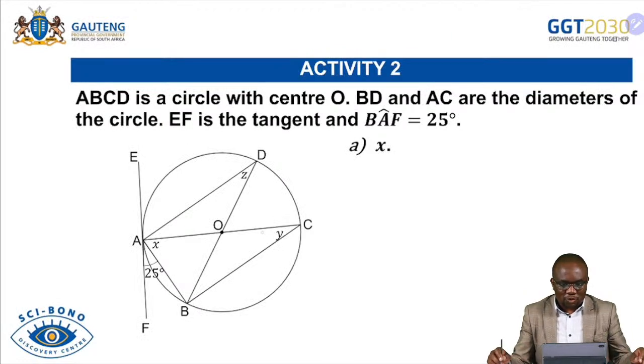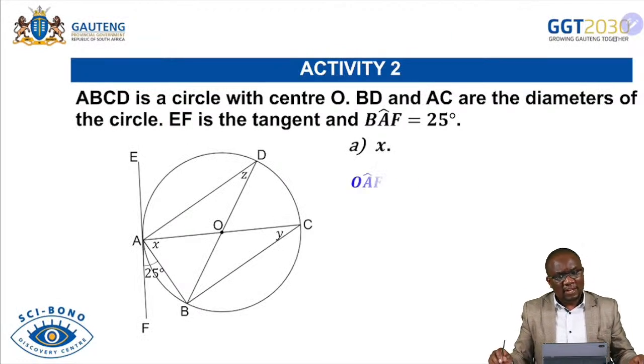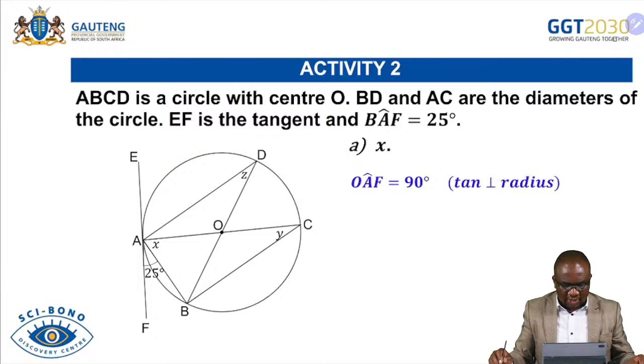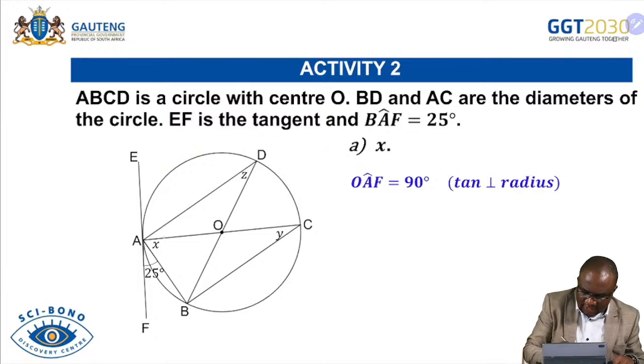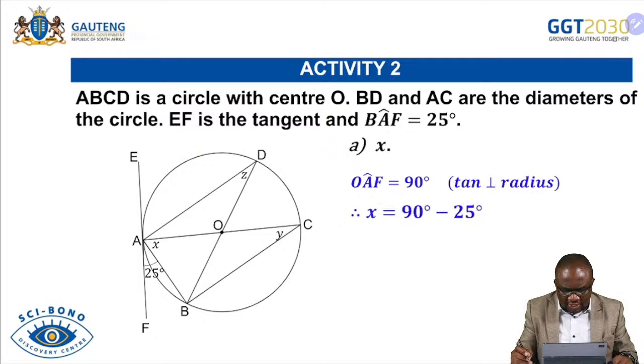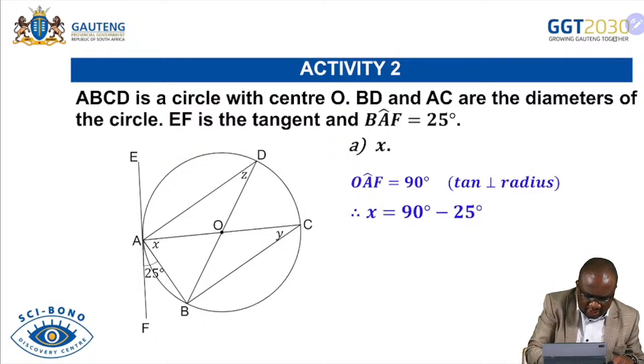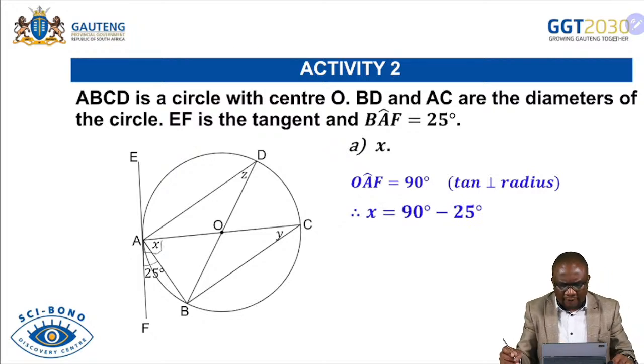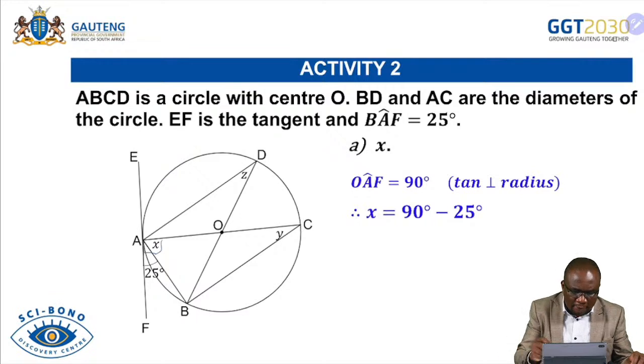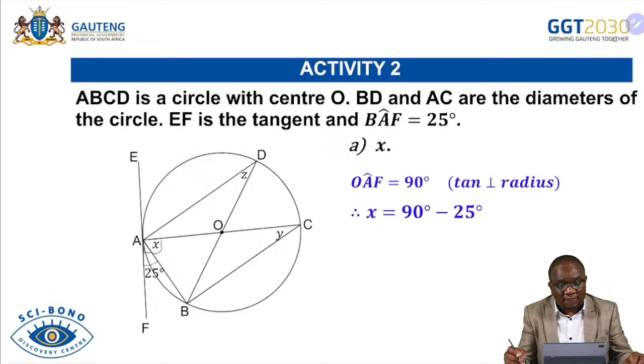Right, welcome back, grade 12. Did you manage to find the value of X? We say that OAF, this angle here, is going to be 90 degrees. This is the angle which is 90 degrees here, OAF, because it's a tangent and radius, or tangent and diameter. Right, so therefore, X is going to be 90 minus 25, meaning that X is 65 degrees. So you can write your 65 degrees there.